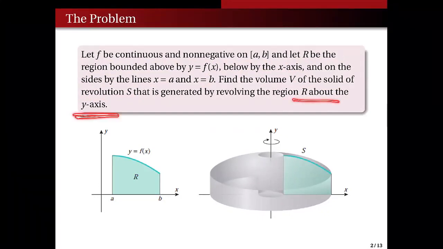Take note of that. So we have this function y equals f of x, and then we have x equals a, x equals b here. We have the x-axis, and this is our region here. The solid will be obtained by revolving the region about the y-axis. So this is the axis of revolution, and this is the solid that will be obtained.